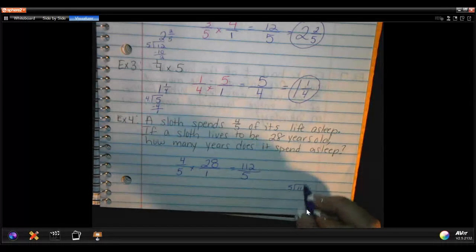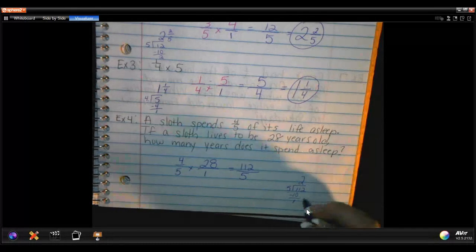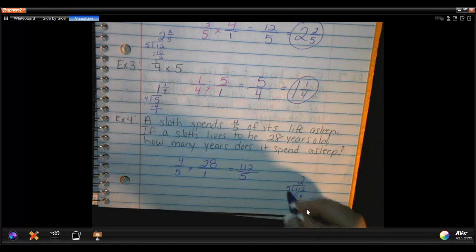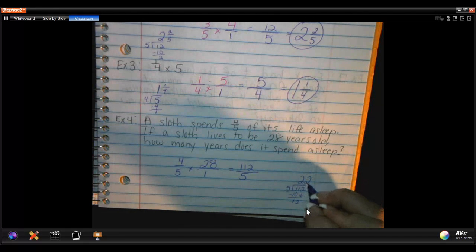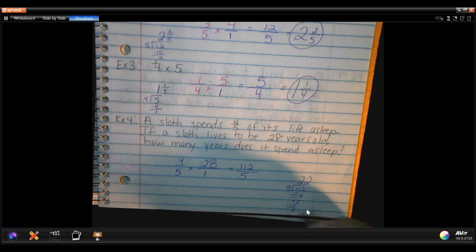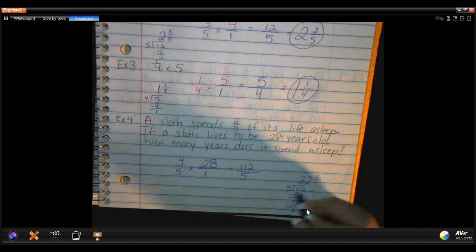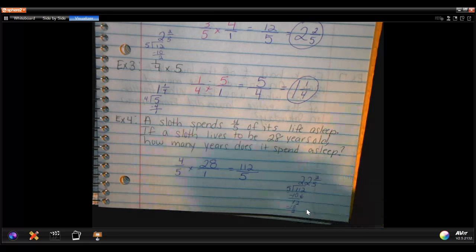Well, I know 5 goes into 11 2 times. 2 times 5 is 10. When I subtract, I get 1. Bring down my 2. 5 goes into 12, again, 2 times. 2 times 5 is 10. When I subtract, I get 2. That becomes my numerator because there's no other number for me to bring down. And 5 is going to stay my denominator.